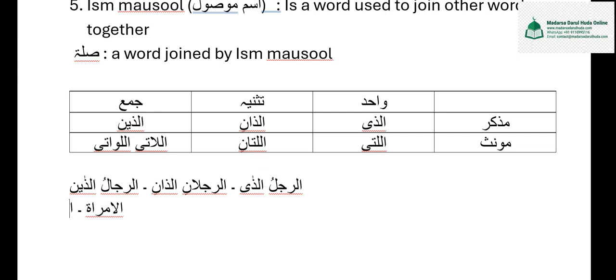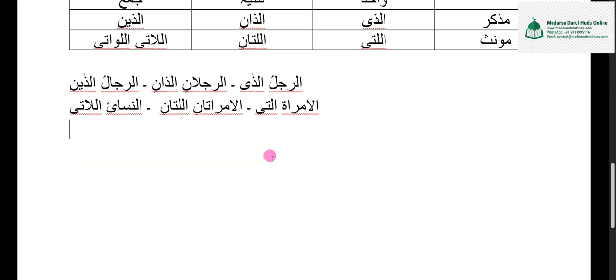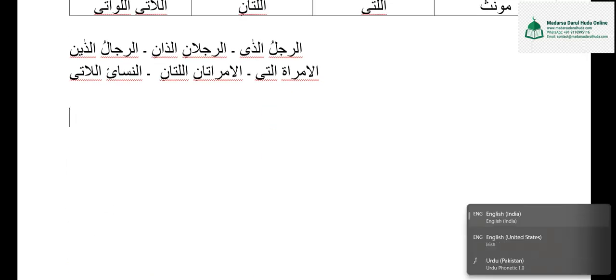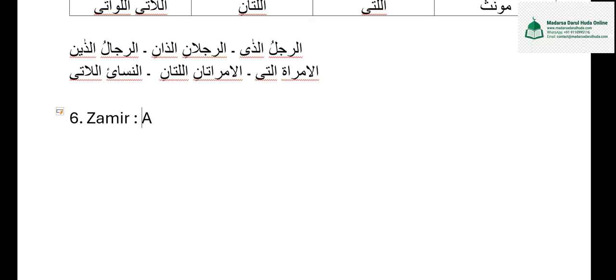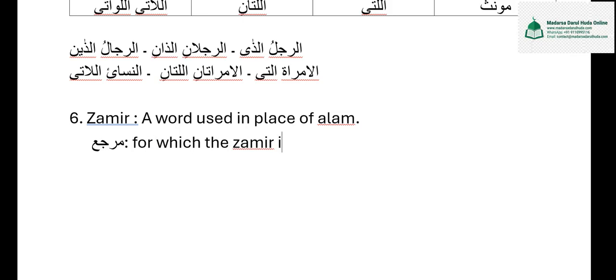Then al-imra'atu allati, one woman who. Al-imra'atani allatani, the two women who. And then an-nisa'u allati, all women who. Then the sixth type of marifa is zamir, a word used in place of an alam. Then with zamir there is marja. What is marja? Marja is that for which the zamir is used.